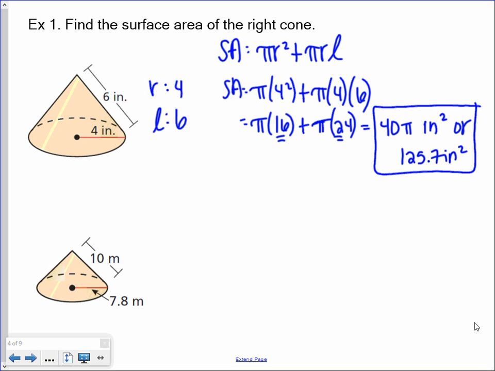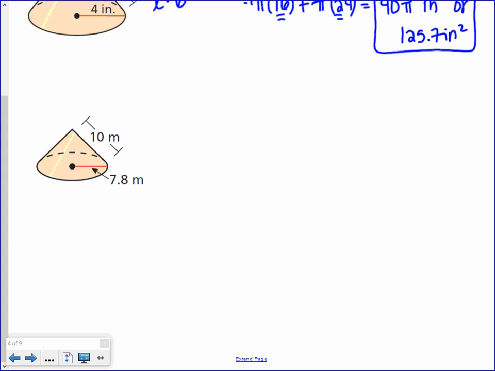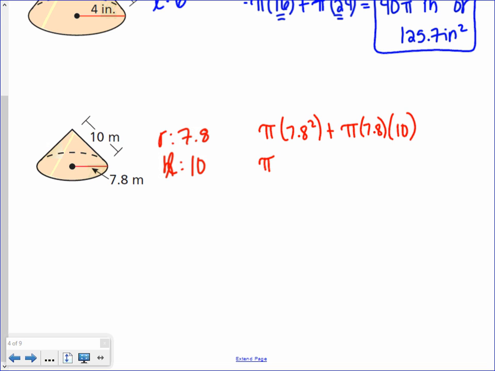Let's see what the radius of the second problem is. 7.8, and then your slant height is 10. So plug all that in, we get pi times 7.8 squared plus pi times 7.8 times 10. What's 7.8 squared, somebody? Jay, say it louder. 60.84. And 7.8 times 10, I just moved the decimal over, so that gives me 78. 78 plus 60.84 is 138.84.